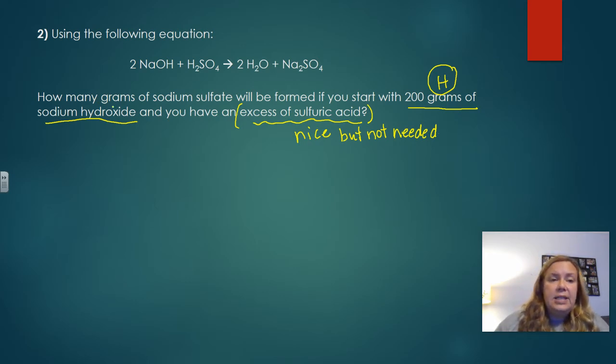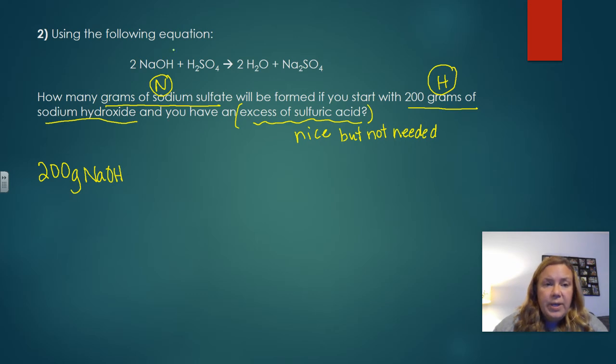What I need is grams of sodium sulfate. That's my need. So I start with what I have, which is 200 grams of sodium hydroxide. Here's the good part. If you forget how to name these things, you basically have a multiple choice in how you're going to name things from the chemical equation. But I'm going to start with grams of sodium hydroxide.